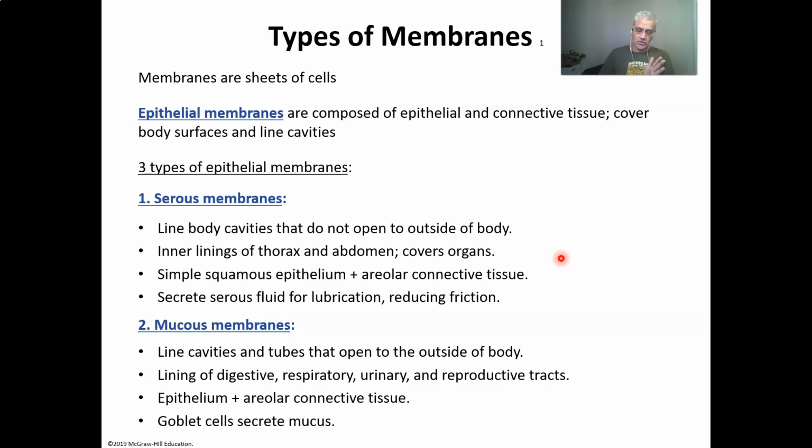There's an inner layer of a serous membrane that is very closely adhered to the organ. So, for example, the pleural lining, the inner membrane, is very closely attached to the lung itself. That's called the visceral layer. We call that visceral pleura. On the outside of that is what is referred to as the parietal layer.